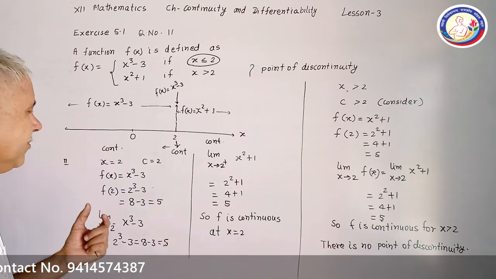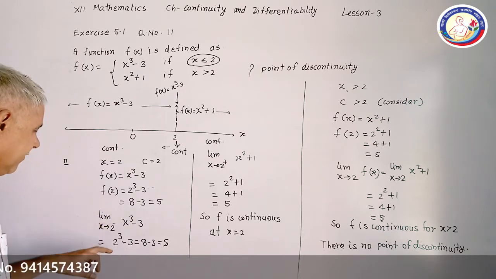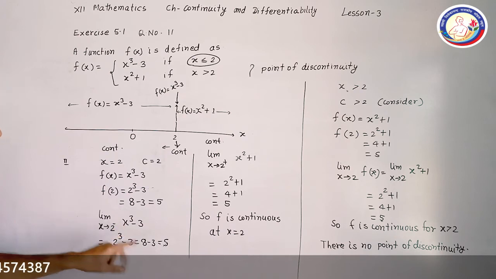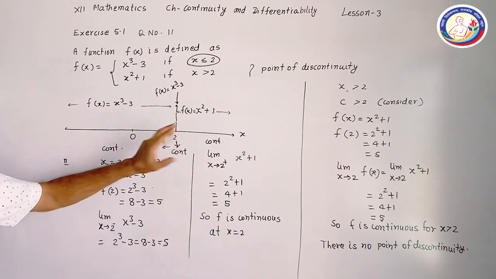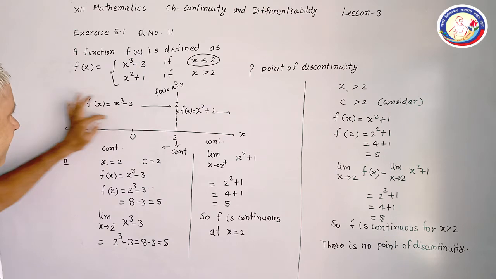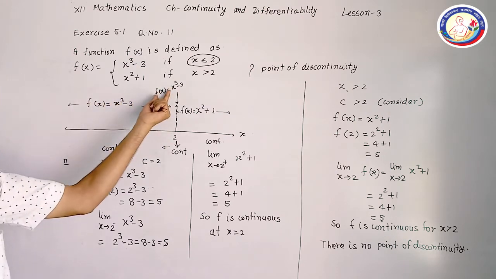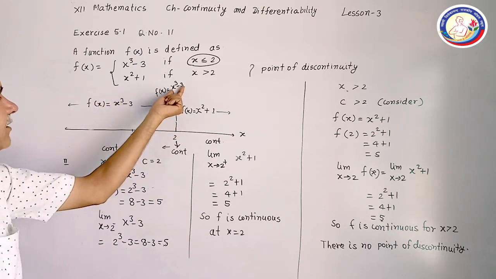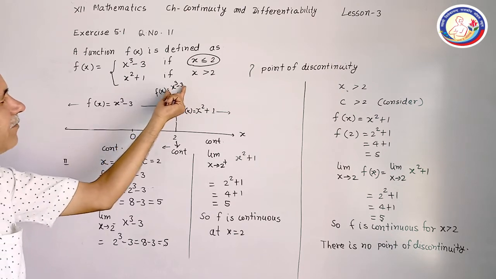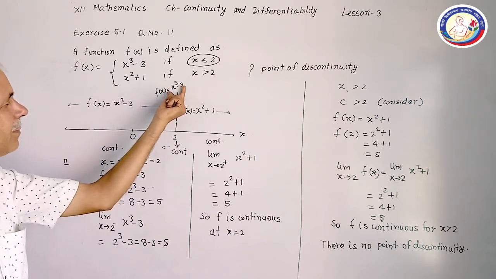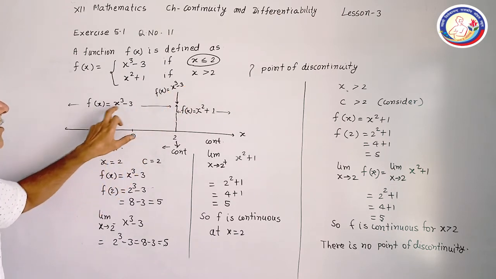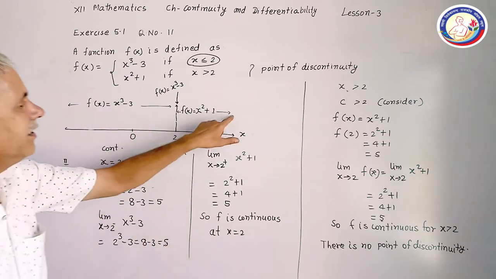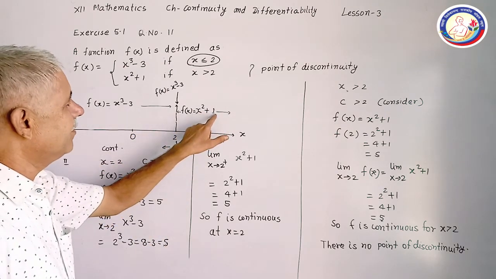Now, one point to be remembered: here I found first the left hand limit and then the right hand limit, because the nature of the function changes here at 2. If we approach from the left hand side, the function is this, and at 2 again the function is this. So the value will be determined by this function. For the left hand limit we will consider x cube minus 3, and for the right hand limit we will consider x square plus 1.